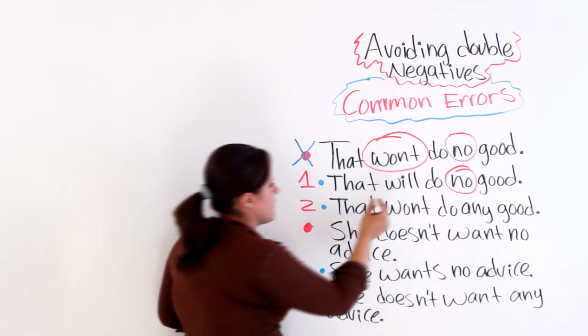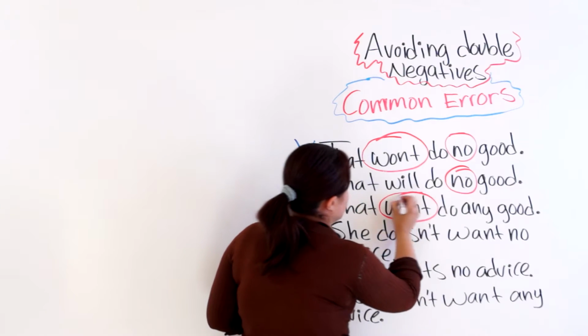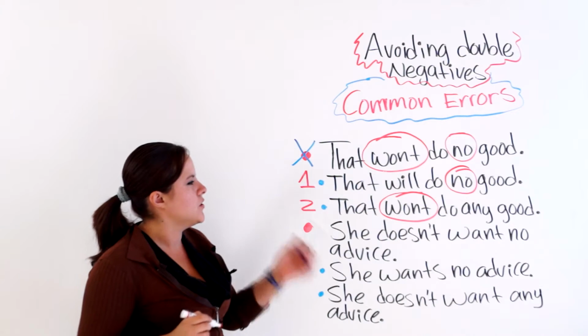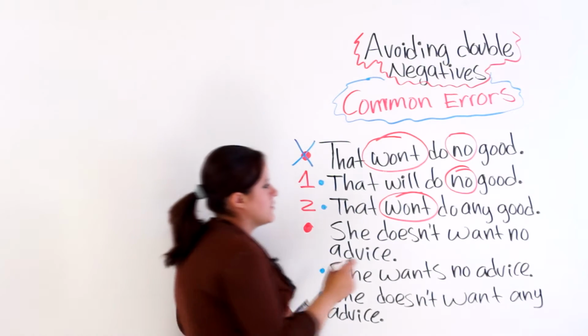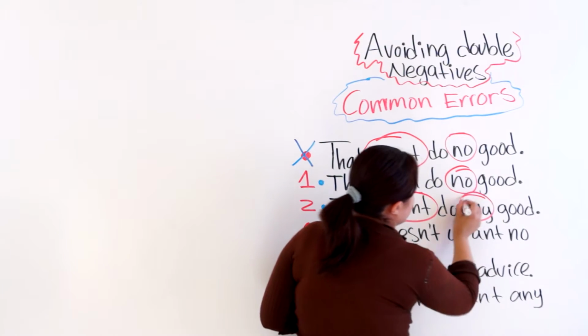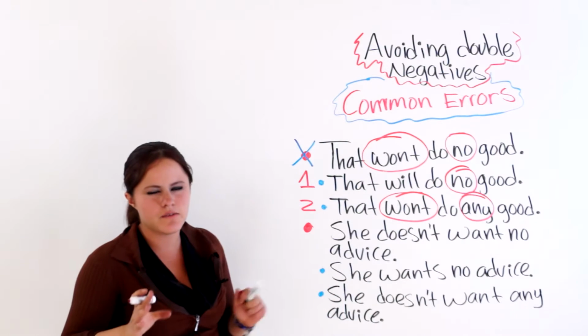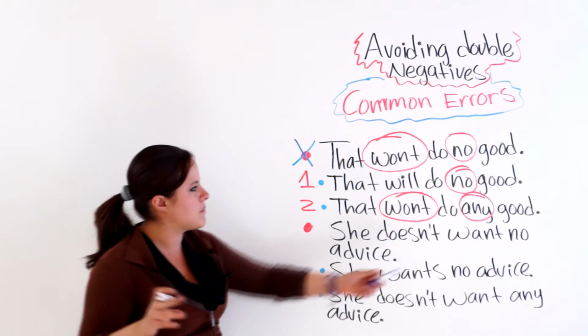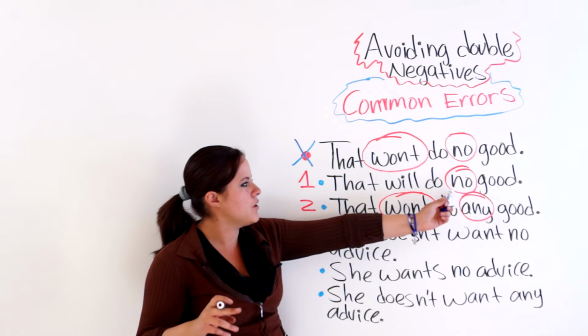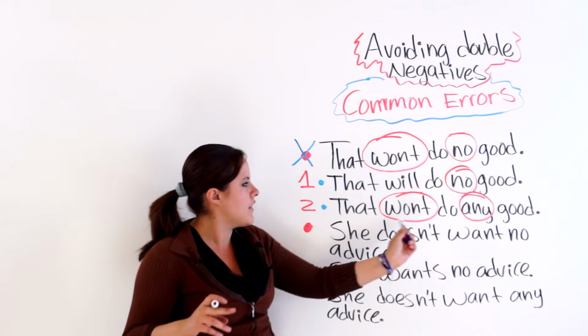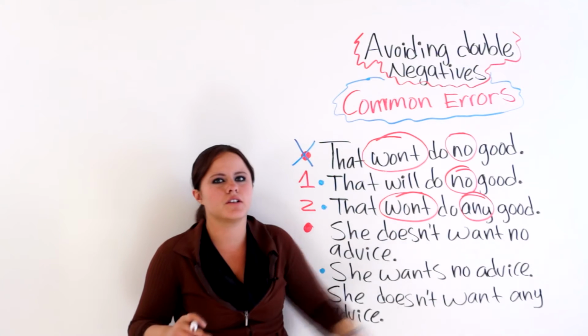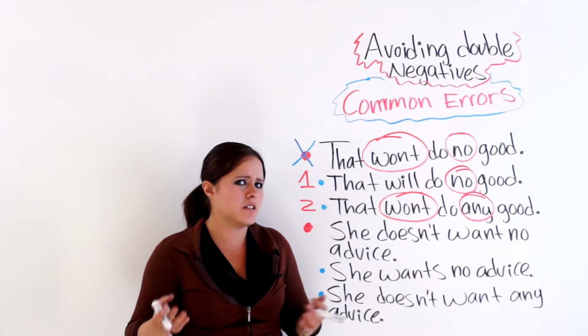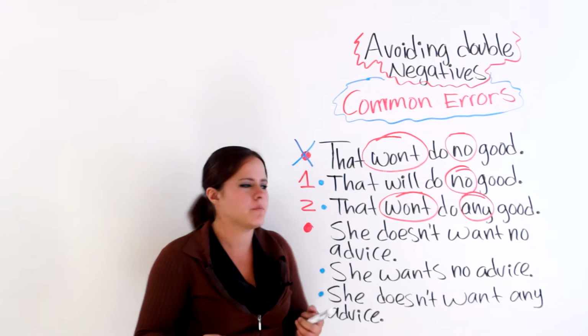And the last one says, that won't do any good. As you can see, we have the negative form of will not, won't, do, and then we use any. To avoid double negatives, it is also very common to use any. Do not use no because that is a negative. That won't do any good, or that will not do any good.